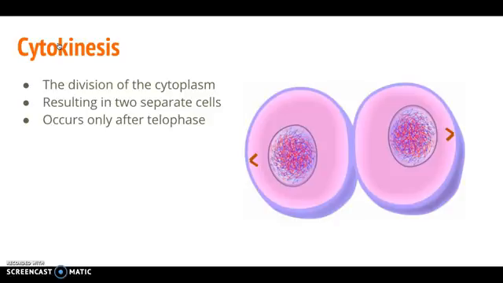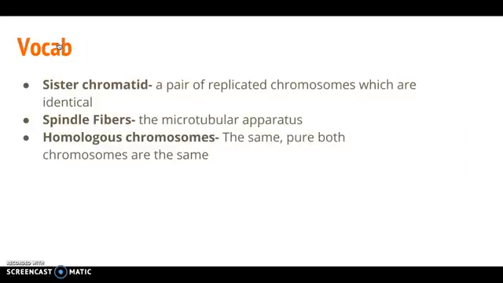Cytokinesis is the division of the cytoplasm, resulting in two separate cells, and it only occurs after telophase. As you can see in the picture, there's two separate cells now. They're complete with their own set of chromosomes, their own set of spindles, and they have their own cell walls forming, which divides them.